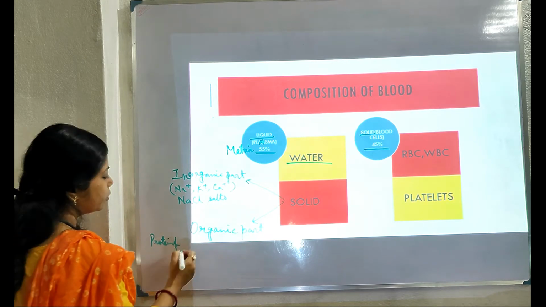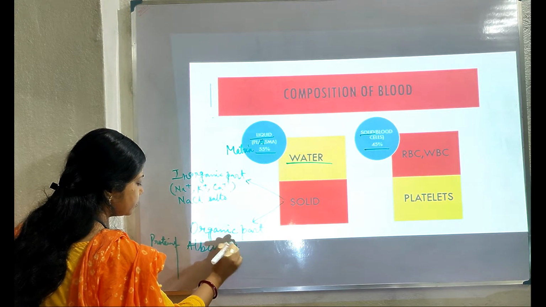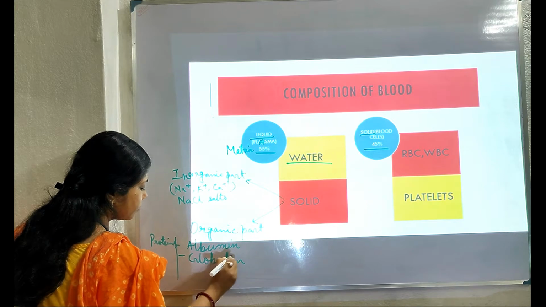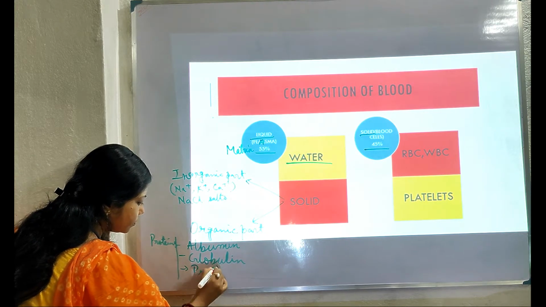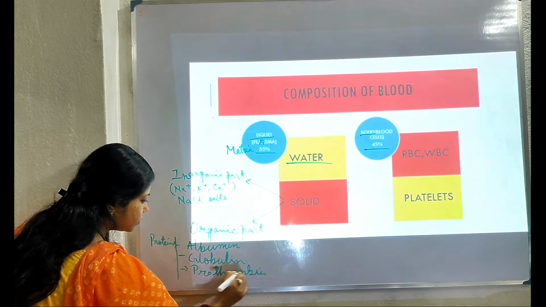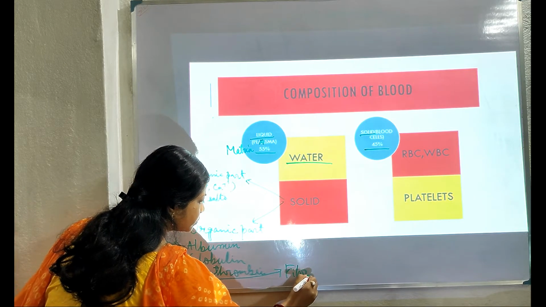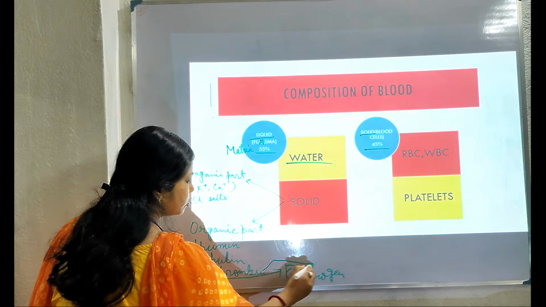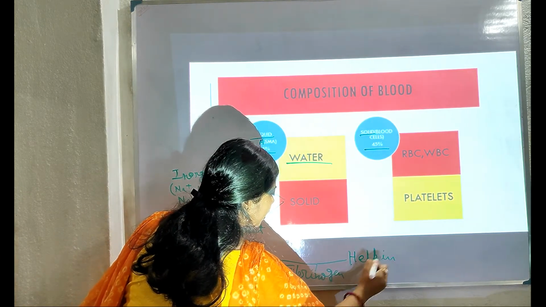Mainly four types of proteins are present. What are those? Albumin protein, globulin protein, prothrombin protein, and fibrinogen. Remember, this prothrombin and fibrinogen help in blood clotting.